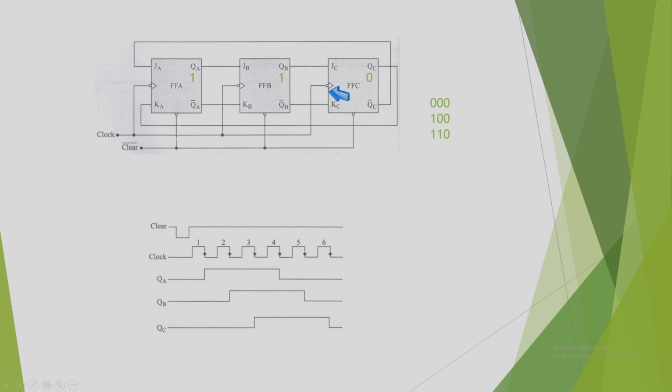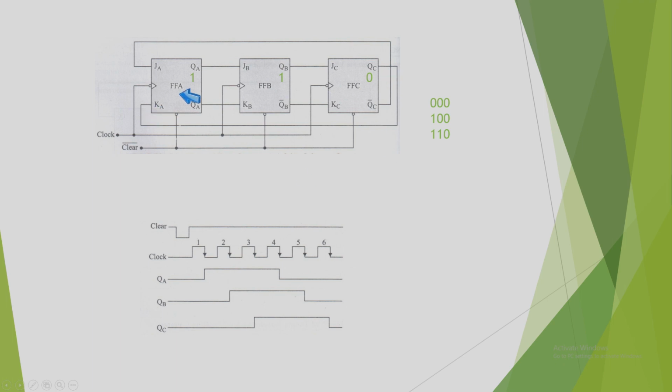So on the next negative edge, this flip-flop will be set, this will be set, and this will be reset. So 1 1 0 like this should be the next state. So the next state is 1 1 0. Right? So on the next negative edge it is 1, this has also become 1, but this C is 0.